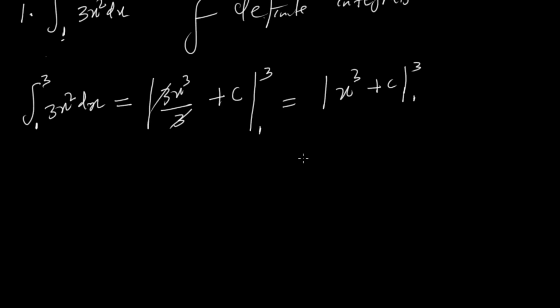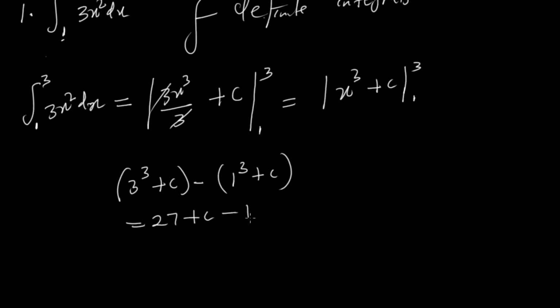So what we need to do to solve this is to first substitute 3 into this expression, and subtract another expression after we substitute 1. So the first thing is to substitute 3. We're going to have 3 cubed plus c minus, then we substitute 1, so 1 cubed plus c. Here I'm going to have 27 plus c minus 1 minus c. So c is going to cancel out. Always, c will be cancelling out.